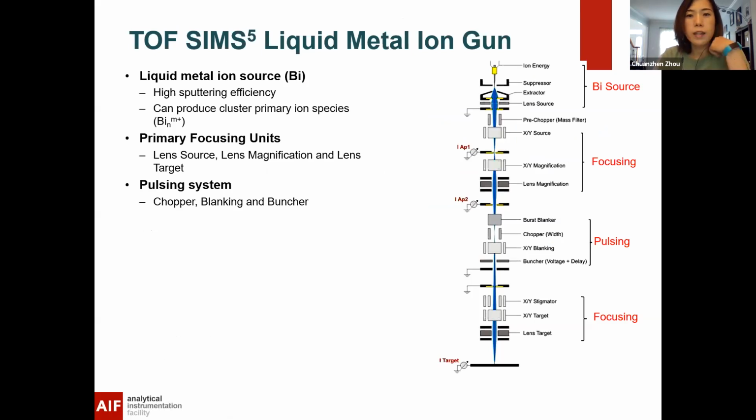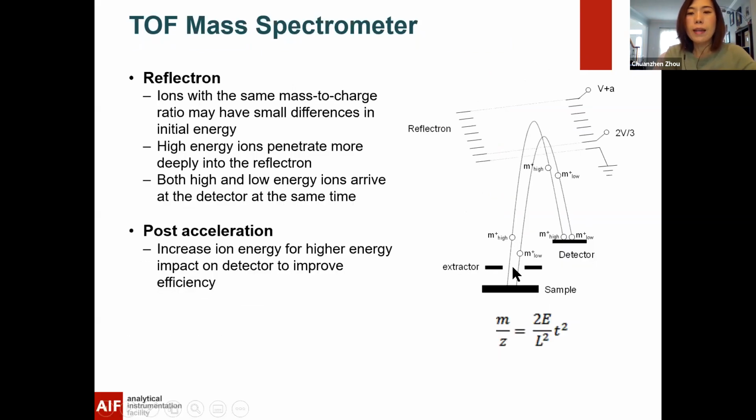All right, so this is a little bit complicated to show how the liquid metal ion gun, the lenses and all the column work. But basically, if you look here, that's the bismuth beam source part, which generates the primary ion beam. And this part is focusing, so it focuses the beam to a smaller spot size. And this is the pulsing unit. Basically, you cut the DC beam into a very short pulsed ion beam. And then this is the final focusing part that shapes your beam, the size of the beam, and then finally focuses on the sample.